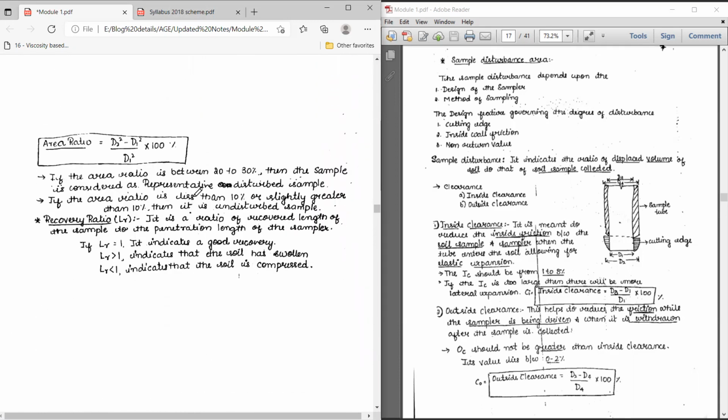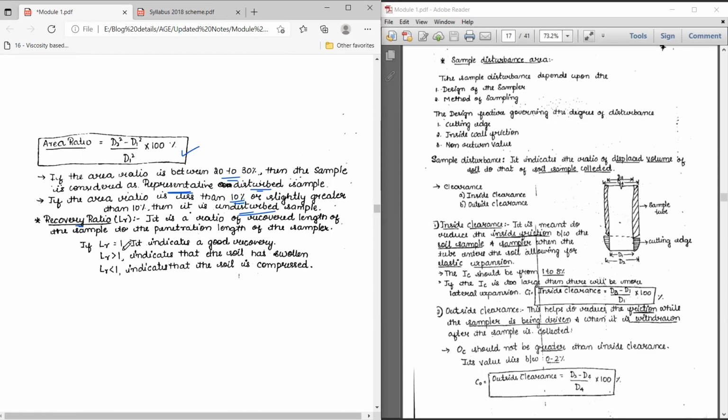Then we need to calculate the area ratio. Area ratio is given by the formula (D2 square minus D1 square) divided by D1 square. Again, if the area ratio is between 20 to 30%, then the sample is considered a representative disturbed sample. If the area ratio is less than 10%, then we can say that the sample is an undisturbed sample or only slightly disturbed. Okay, and also you can calculate the recovery ratio.